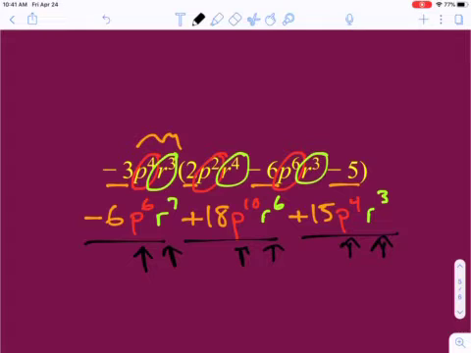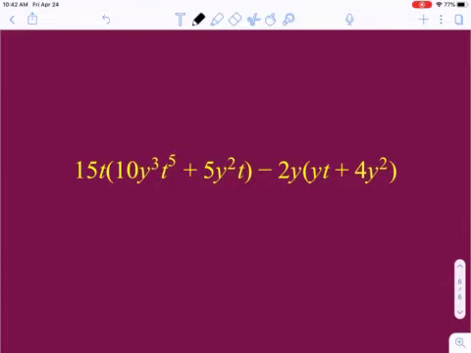And so this is just an example of where you're multiplying that monomial, and then you're going to wind up with another 3-term polynomial that is already simplified as much as it can be. Even though it looks ugly, this is simplified. All right, let's take a look at this next one.